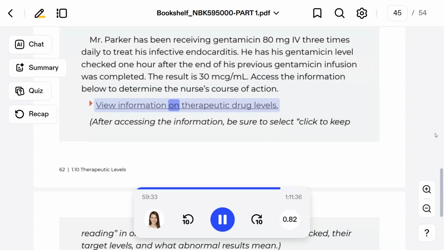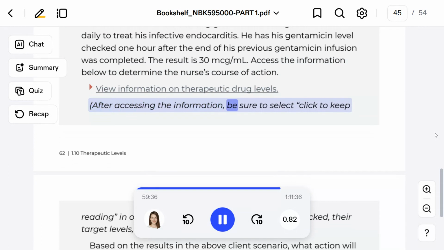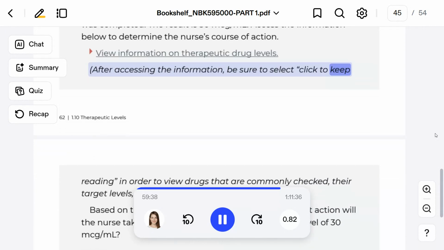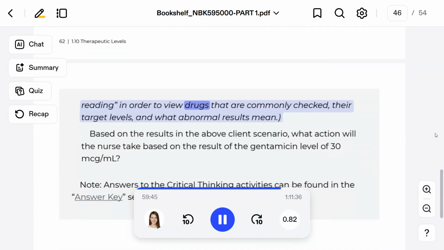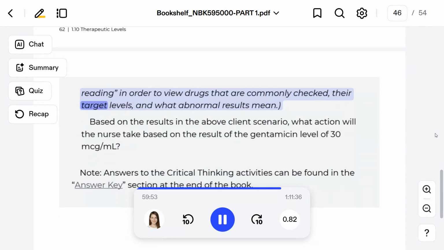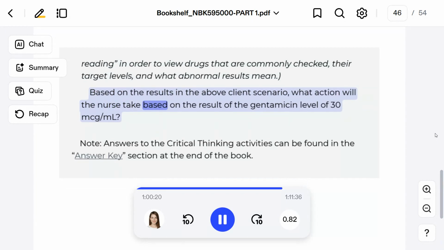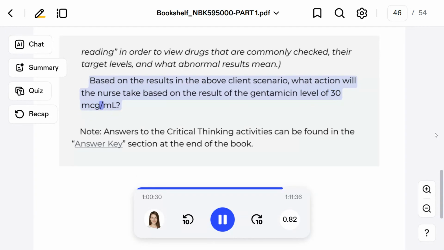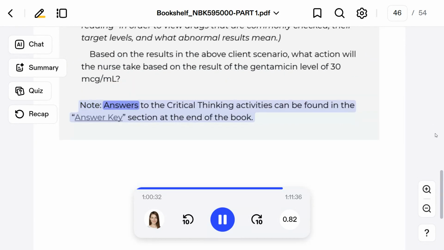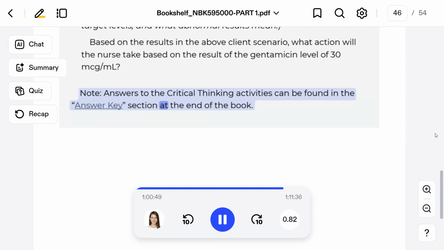View information on therapeutic drug levels. After accessing the information, be sure to select Click to Keep Reading in order to view drugs that are commonly checked, their target levels, and what abnormal results mean. Based on the results in the above client scenario, what action will the nurse take based on the result of the gentamicin level of 30 mcg/ml? Note: Answers to the critical thinking activities can be found in the answer key section at the end of the book.